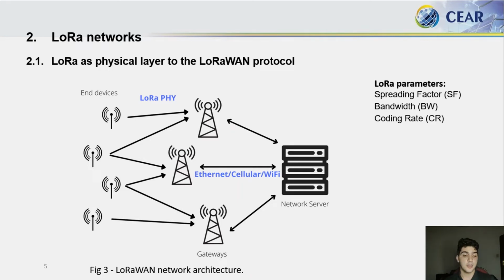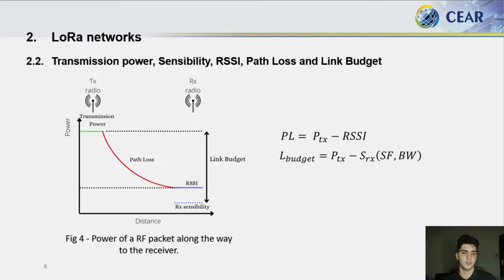In addition, it is possible to adjust the transceiver's transmission power following the range of possible values. The commercial LoRa transceiver power range goes from 0 dBm up to 23 dBm, although this range depends on the specific radio model. Some general information about RF packet transmission are the transmission power, sensibility, RSSI, path loss, and link budget. Regarding the antenna gains and the cable losses, the image shows the relation between those.